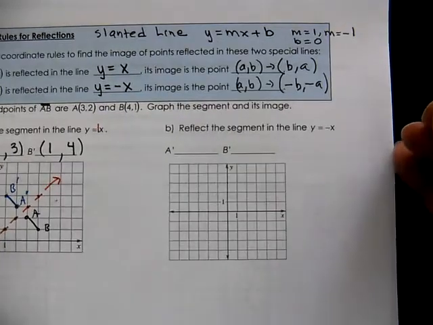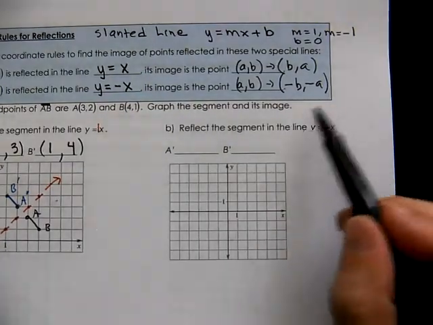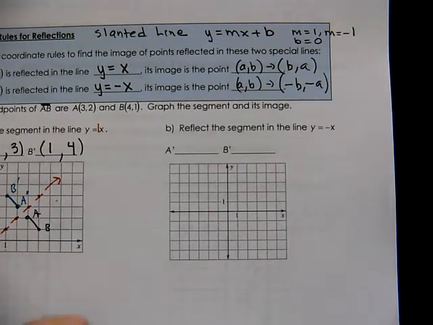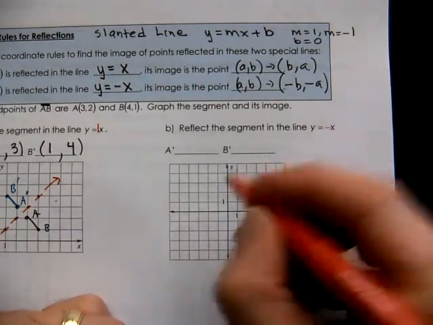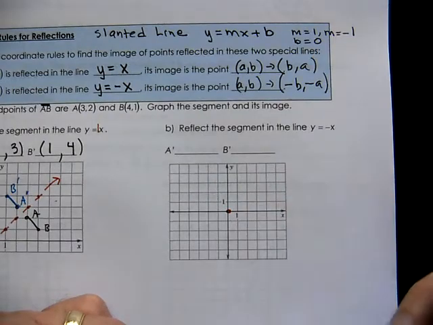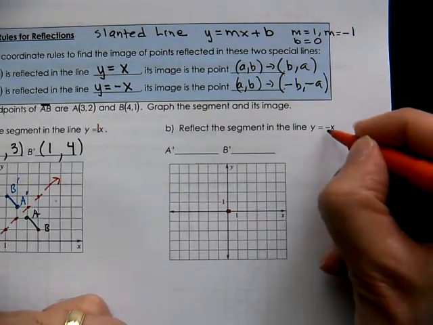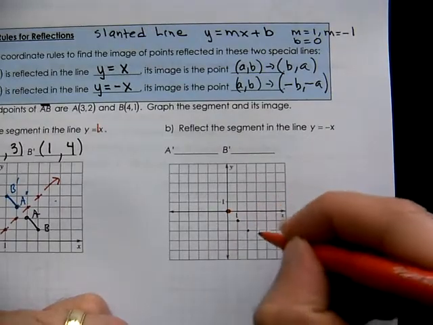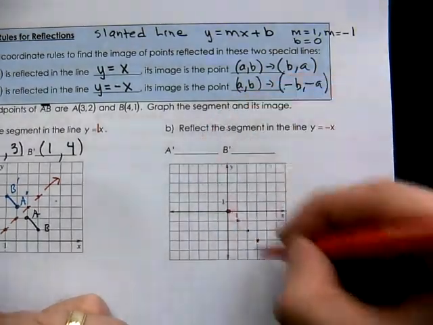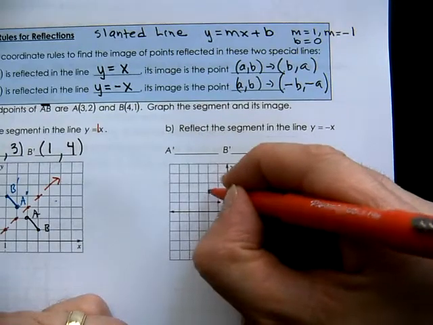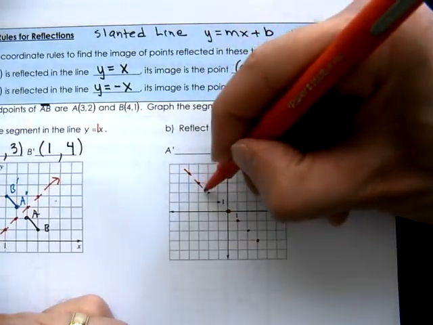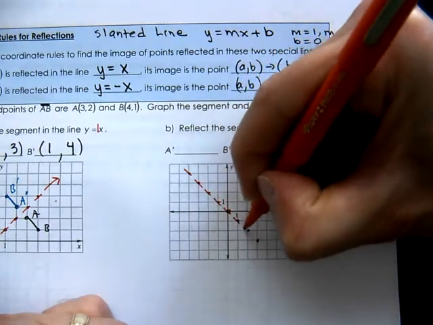Here's the last one. This time we have a line of reflection that is y equals negative x. I'm going to graph that first. So that means we have a line that's passing through the origin, and with a slope of negative 1, that means down 1 and to the right 1. Repeat that, and then extend it in the other direction too, left 1 and up 1. And this is our line of reflection.